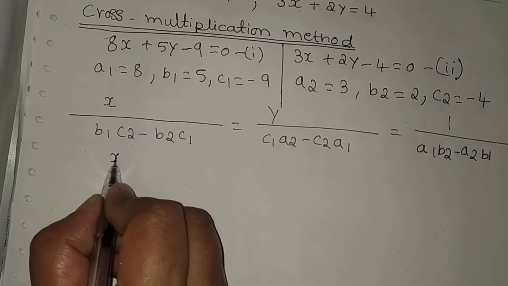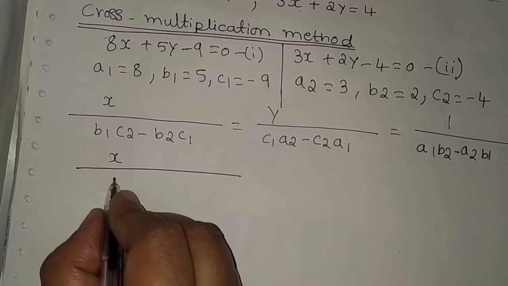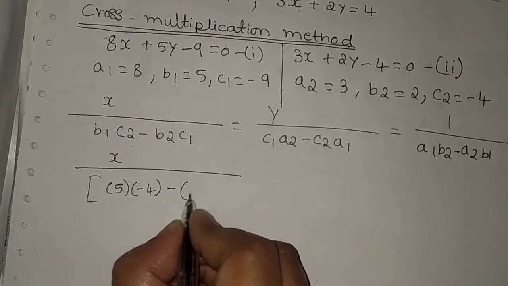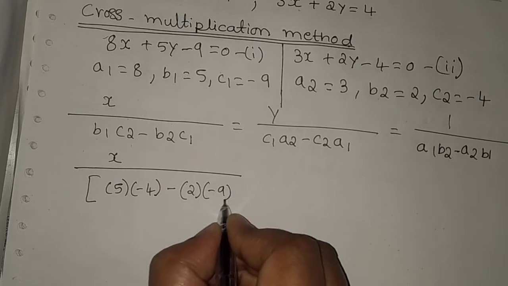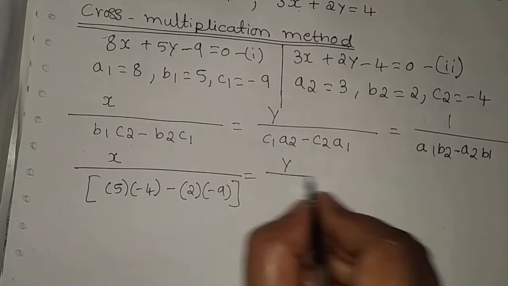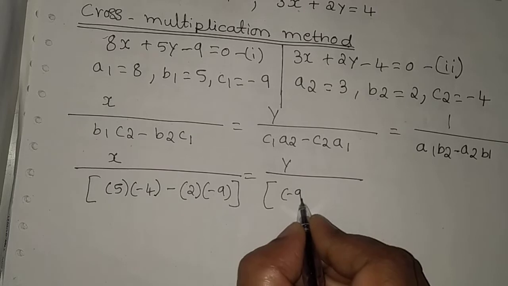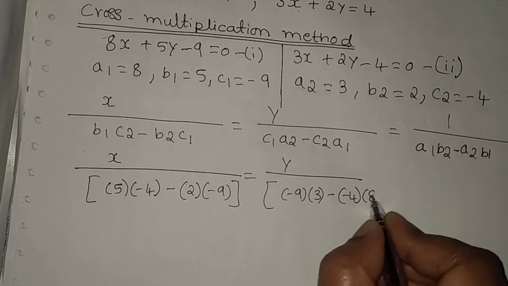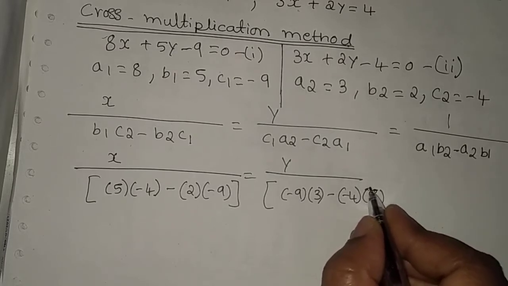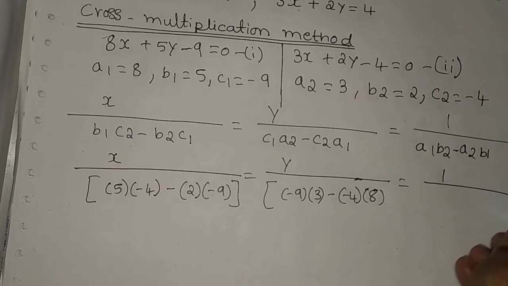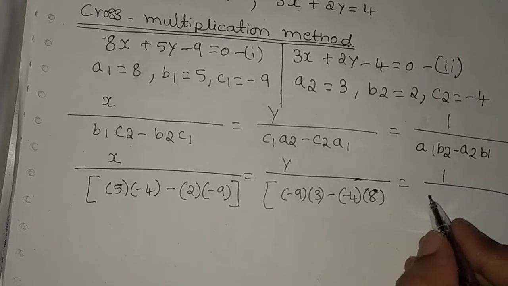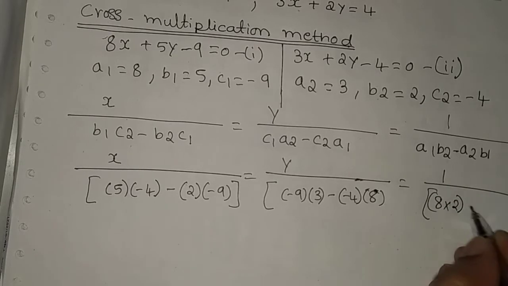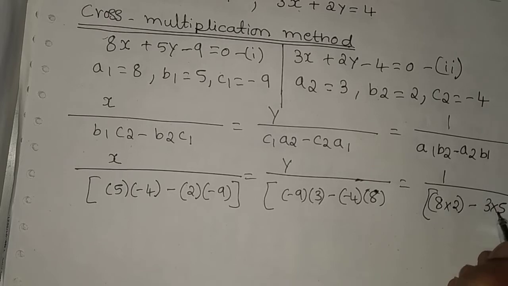Now we substitute the values in the above equation: x by (5 into minus 4 minus of 2 into minus 9), which is equal to y by (minus 9 into 3 minus of 4 into 8), which is equal to 1 by (8 into 2 minus 3 into 5).